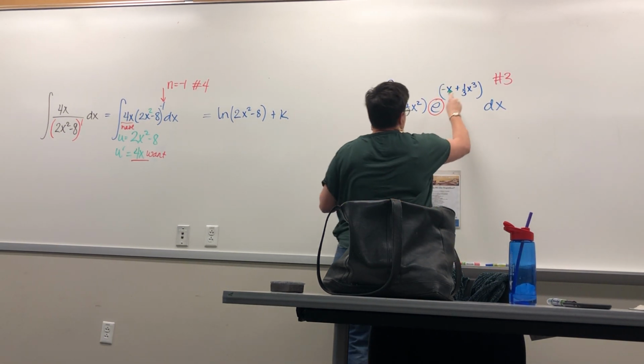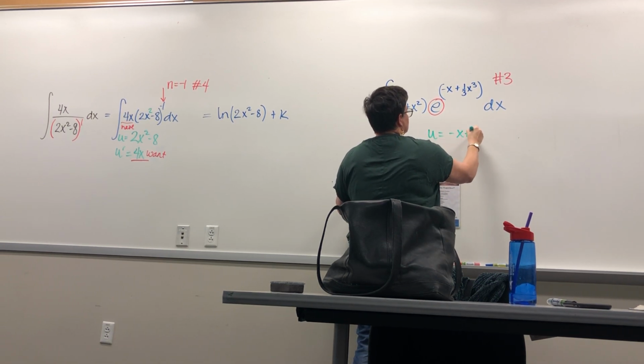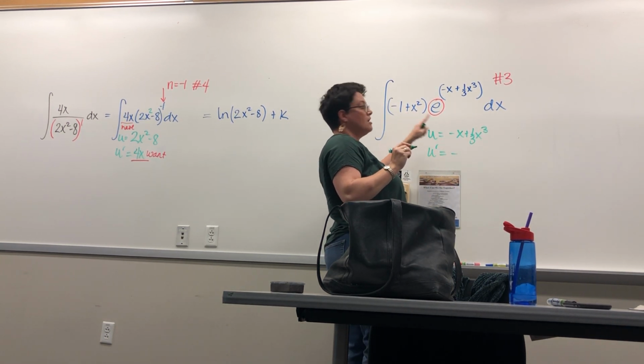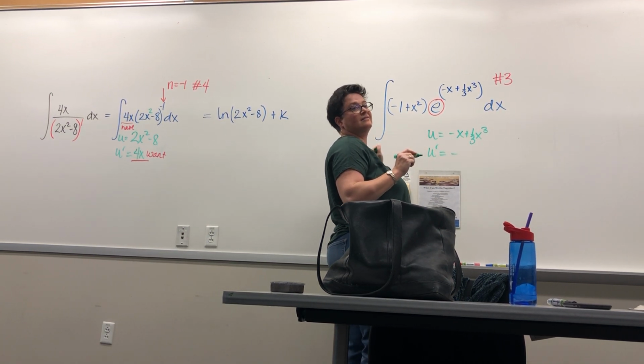Great, where's your u? In integral number 3, u is defined as your exponent, right? So what's our u? -x plus 1/3 x cubed. Great, and what's u prime? Up front, -1. Never look here, always look here. That's why we create it, we don't just look.